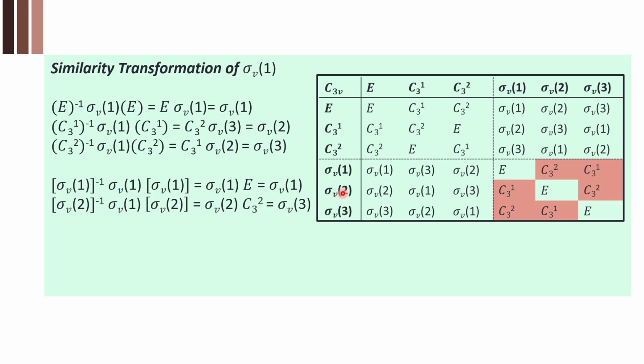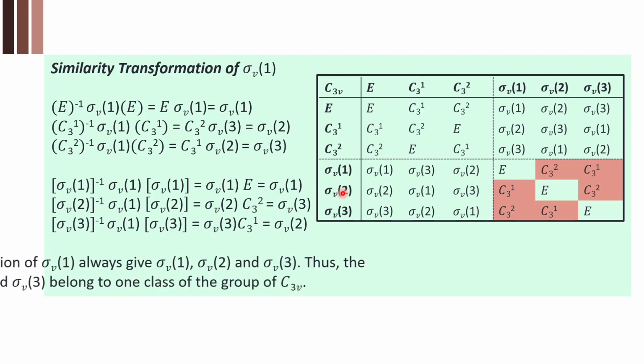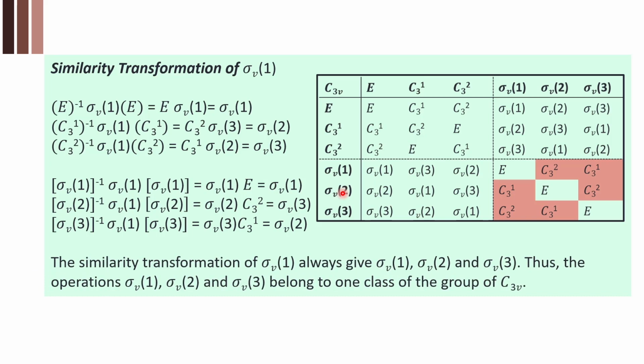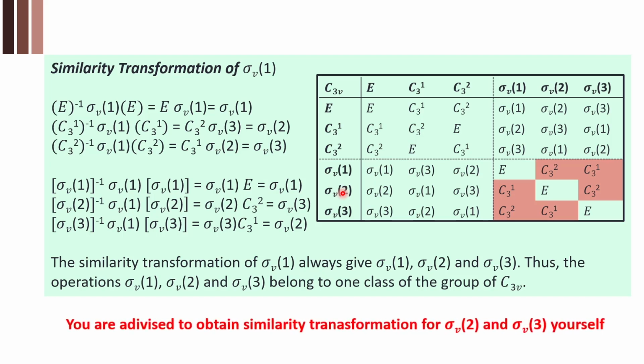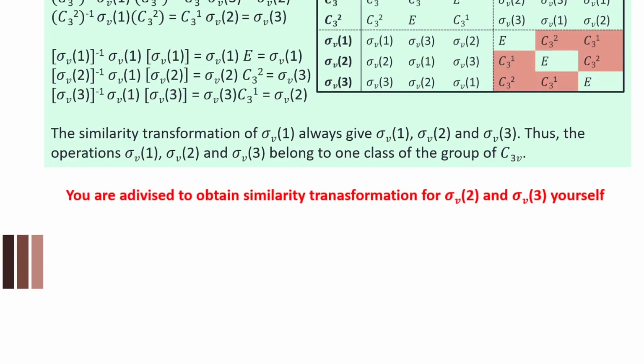And likewise, we will finally find that the similarity transformation of sigma V1 by sigma V3 gives sigma V2. So the similarity transformation of sigma V1 always gives sigma V1 or sigma V2 or sigma V3. Thus, these operations must belong to one class of the point group C3V. You are advised to obtain the similarity transformation for sigma V2 and sigma V3. Check yourself and you can be assured that sigma V1, sigma V2 and sigma V3 form three elements of the same class. This you can check yourself.